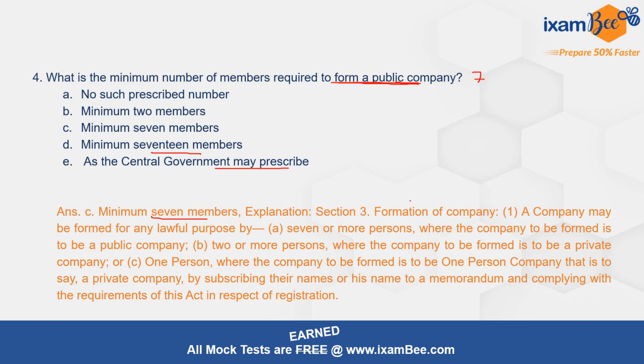So the provision with respect to this you can find in section 3, which is talking about formation of a company. A company may be formed for a lawful purpose. So लawful purpose के लिए company को बनाना है, that is there. 7 or more persons where the company to be formed is a public company. So if we talk about a private company, 2 or more persons are required, and for OPC, that is one person company, 1 person is required.